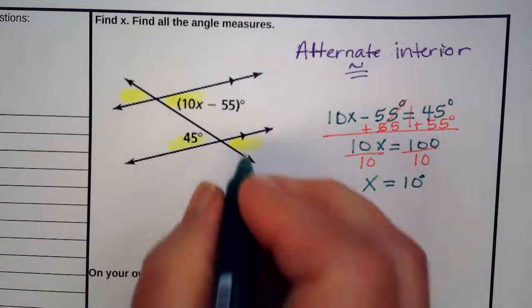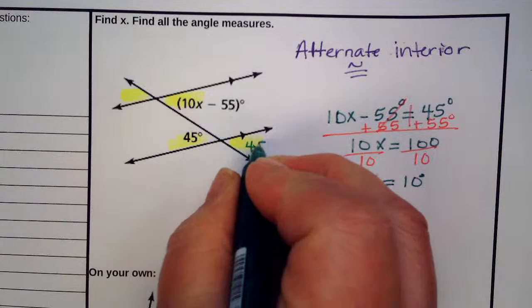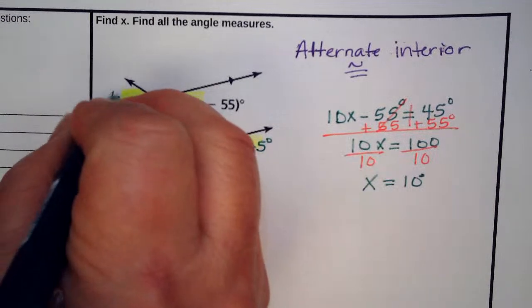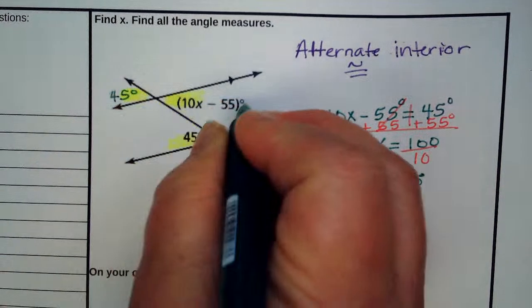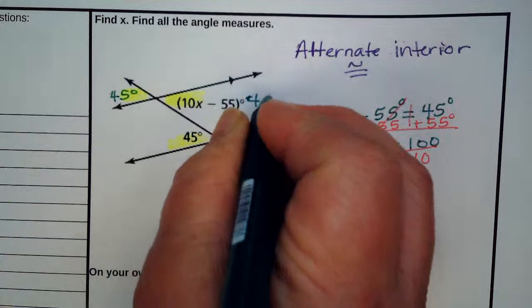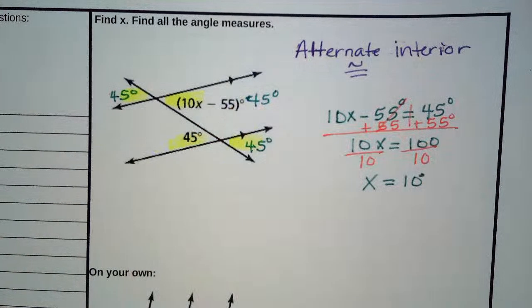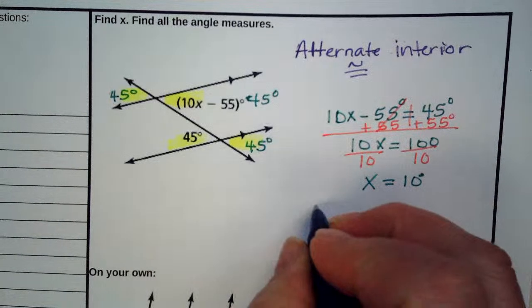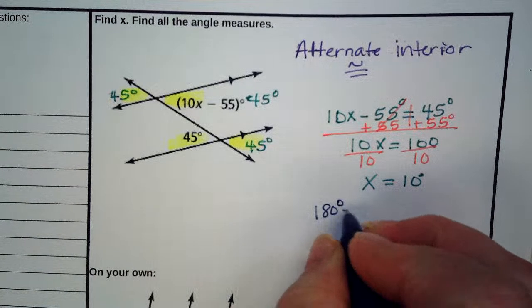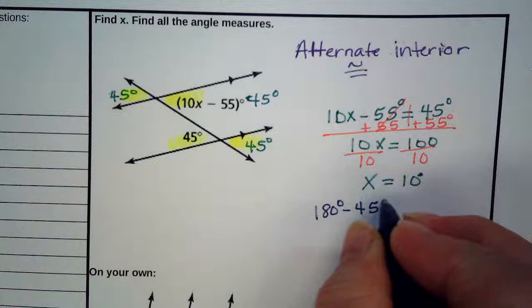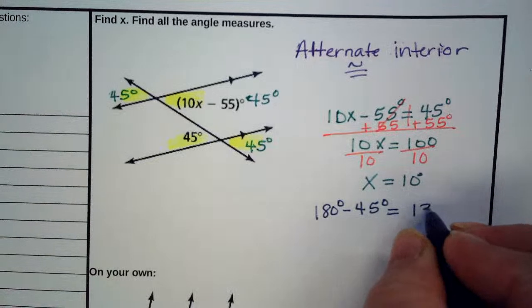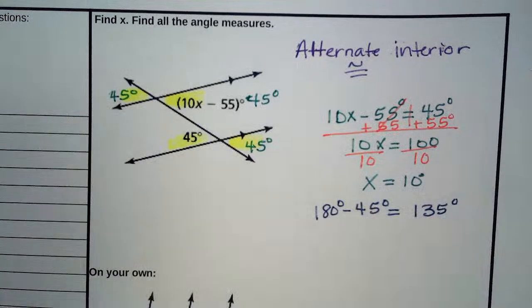Okay, so I'm going to mark all of these 45 degrees. To find the rest, what's the easiest way? 180 degrees minus 45 degrees. That will give me 135 degrees.